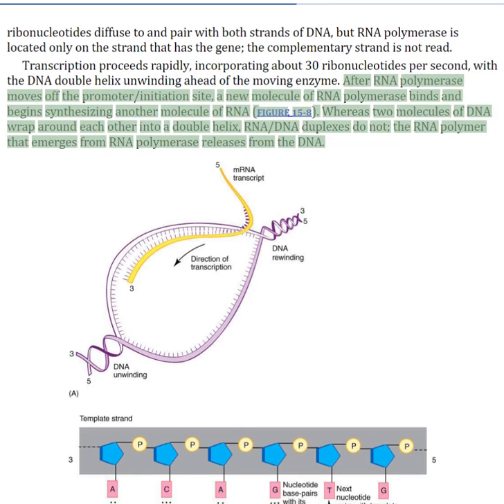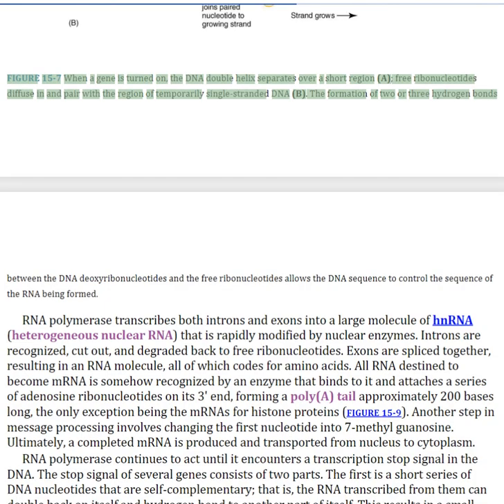After RNA polymerase moves off the promoter initiation site, a new molecule of RNA polymerase binds and begins synthesizing another molecule of RNA. Whereas 2 molecules of DNA wrap around each other into a double helix, RNA-DNA duplexes do not. The RNA polymer that emerges from RNA polymerase releases from the DNA. Figure 15.7: When a gene is turned on, the DNA double helix separates over a short region. Free ribonucleotides diffuse in and pair with the region of temporarily single-stranded DNA.